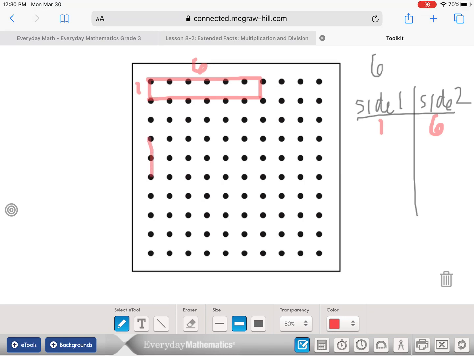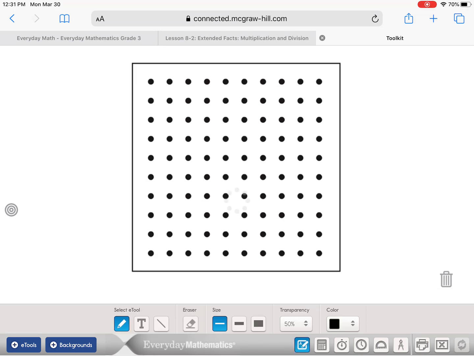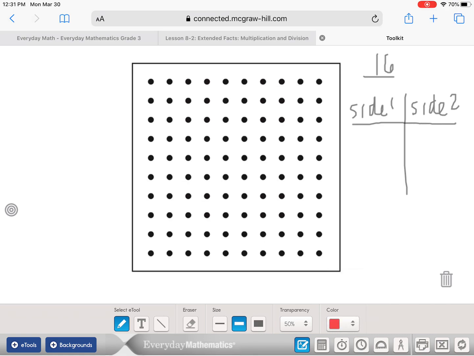Another way that we can make 6 is a 2 by 3. Side 1 is 2. Side 2 is 3. So we have 2 and 3. Okay, we have one more that we're going to try here. This time, we're looking for rectangles that have an area of 16. So I have side 1 and side 2. Okay, change colors once again.